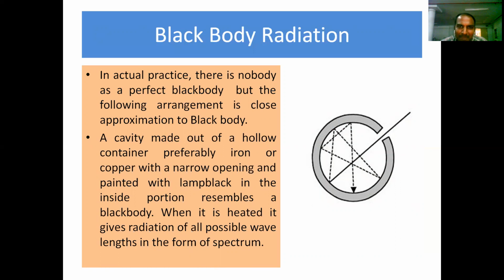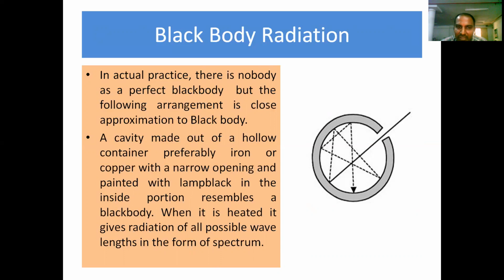Then what is meant by this black body? Does it exist in nature? No. Till now, there is no perfect black body available in nature. But we can consider a certain type of arrangement which is a very close approximation to a black body. That is a cavity made out of a hollow container.